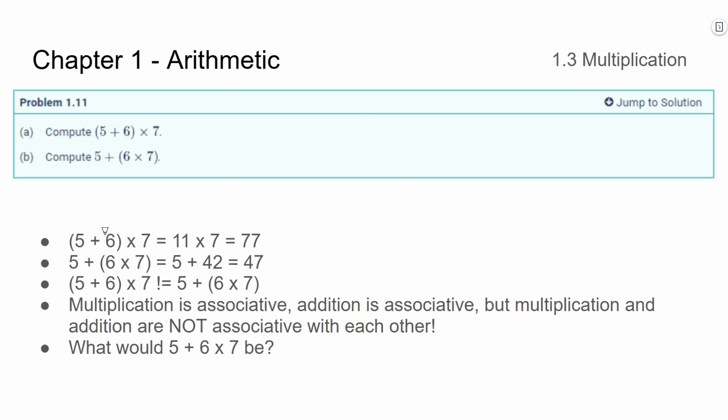5 plus 6 would be 11, times 7 would be 77. If you do this one first, that would be 42, plus 5 would be 47. So they are not the same. Again, I mentioned this before, multiplication is associative. Addition is associative, but multiplication and addition are not associative with each other.